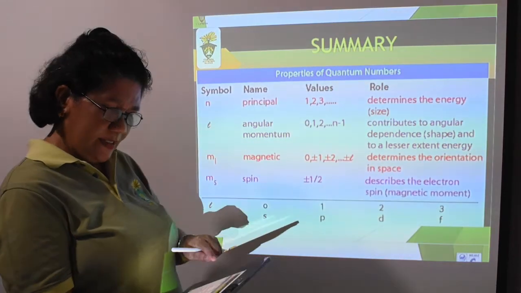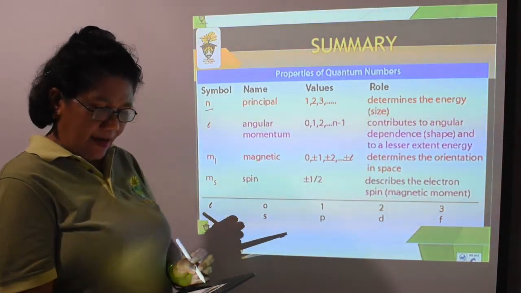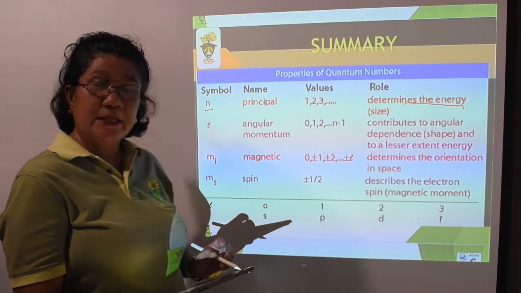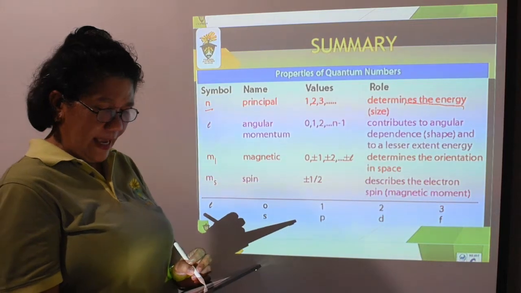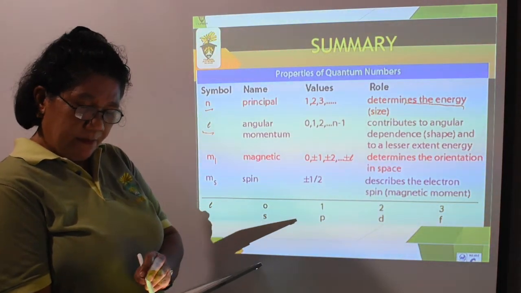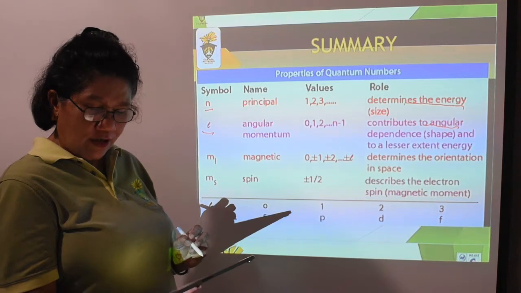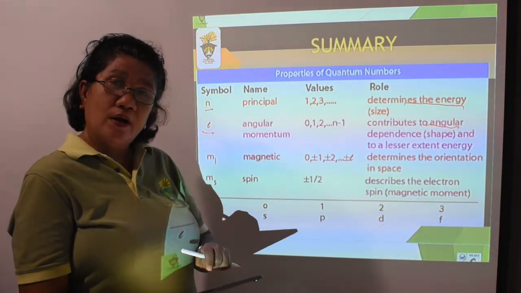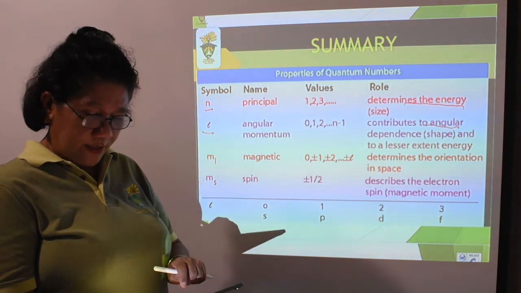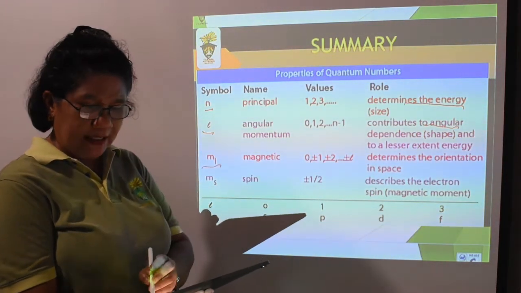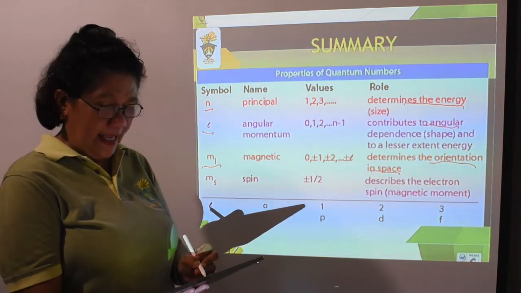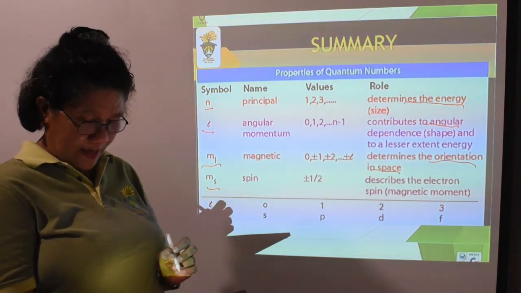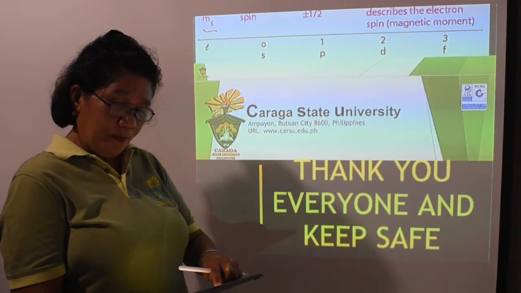So as a summary still, for the symbol N, what is the rule? The rule of N is it determines the energy or the size. The L contributes the angular dependence, or the shape and energy of your electrons in an orbit. M sub L will determine the orientation in space, and the M sub S will determine the electron spin.